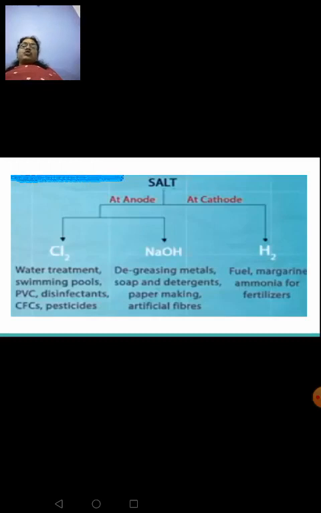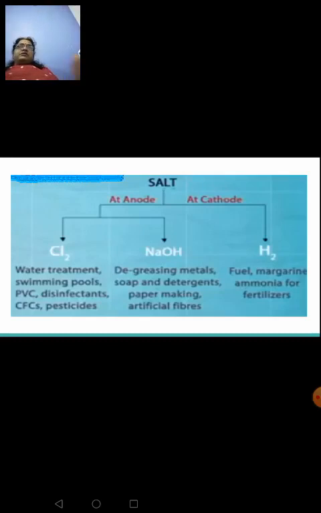Sodium hydroxide is used for degreasing metals. It's used in the manufacturing of soaps and detergents. It's used for paper making and even for making artificial fibers. Hydrogen gas is used in the manufacturing of fuel, in the manufacturing of fertilizers, and in margarine. You know, margarine is a kind of spread which is used for your bread and cakes. So for that preparation also we are using hydrogen.